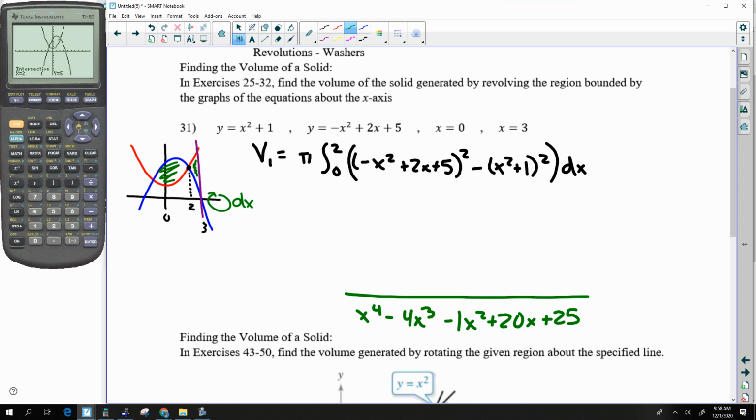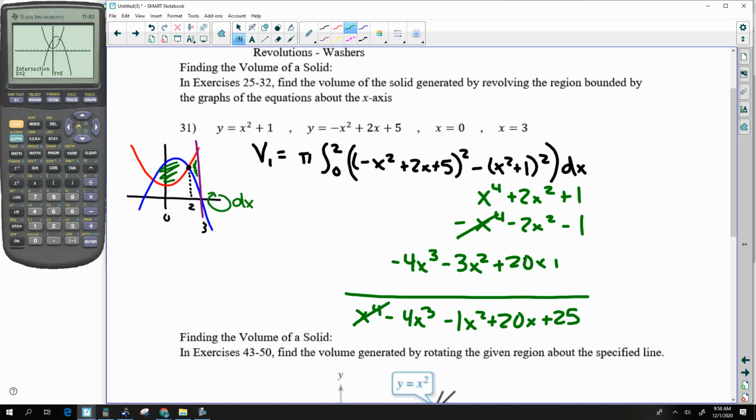And then this portion is going to be x to the 4th plus 2x squared plus 1. Because it's negative, it will be negative x to the 4th minus 2x squared minus 1. And so ultimately, this polynomial that is going to be the resultant of these is going to be x to the 4th, so this will be a negative 4x to the 3rd, negative 3x squared plus 20x plus 24.